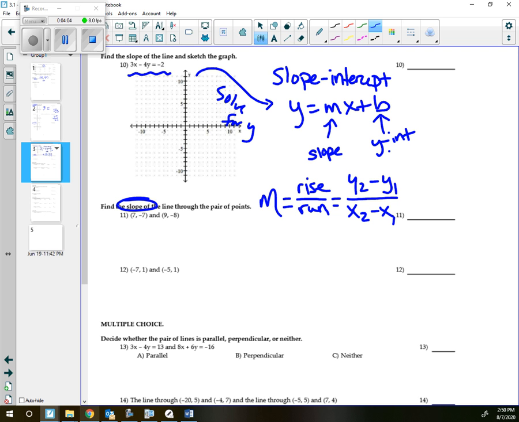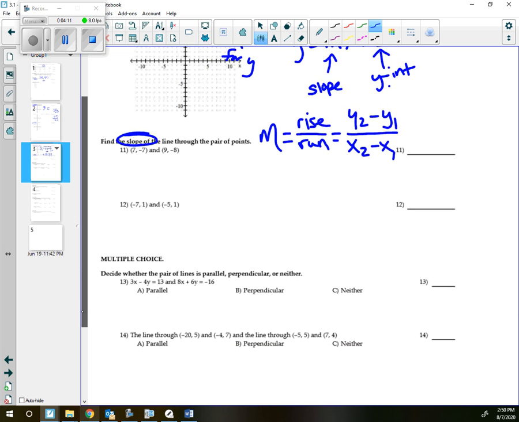So rise over run. Just be really careful on your arithmetic. That's where people run into issues on this. And be careful with how you simplify your fraction.